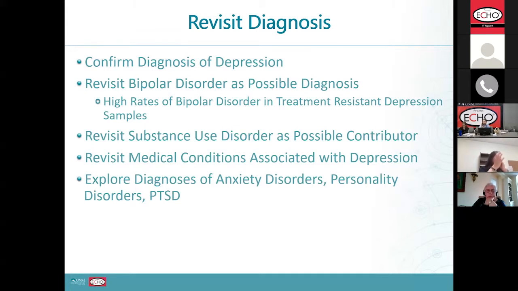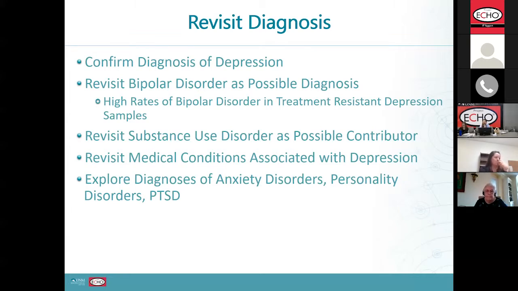Next, revisiting substance use disorders as a possible contributor to depression, because this will help you shift your treatment so that you're treating the substance use disorder at the same time that you're treating the depression. And then revisiting medical conditions associated with the depression to see if you can optimize treatment of those things. So for example, if somebody has untreated sleep apnea and they've got treatment-resistant depression, could it be that the sleep apnea is contributing to that treatment resistance of depression?